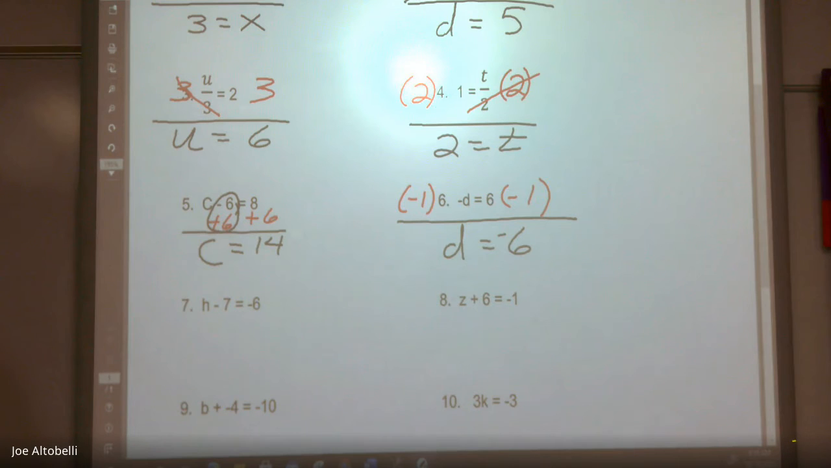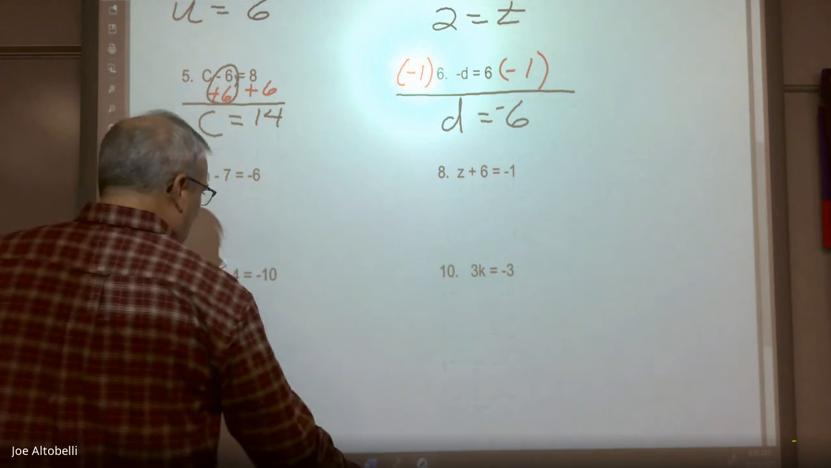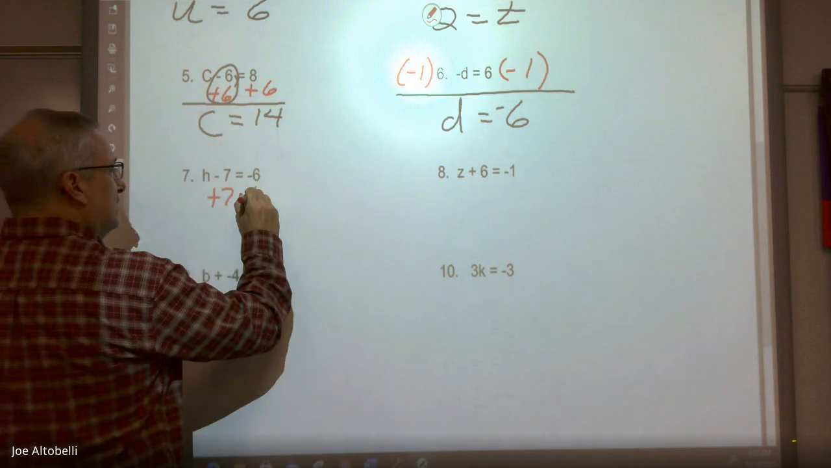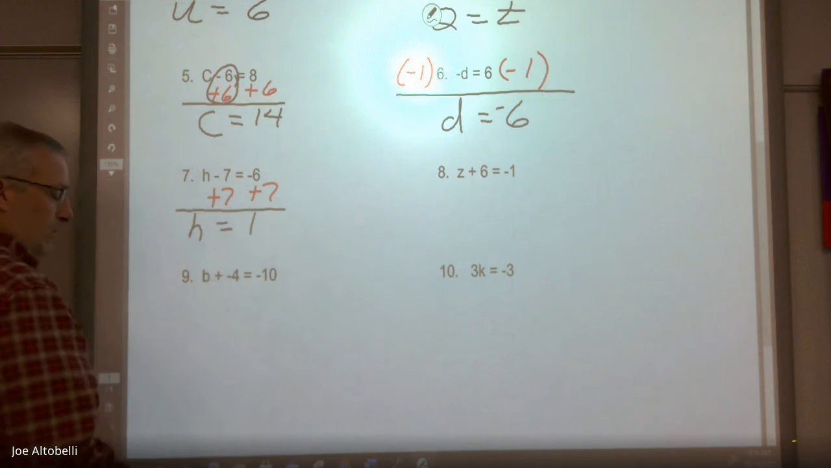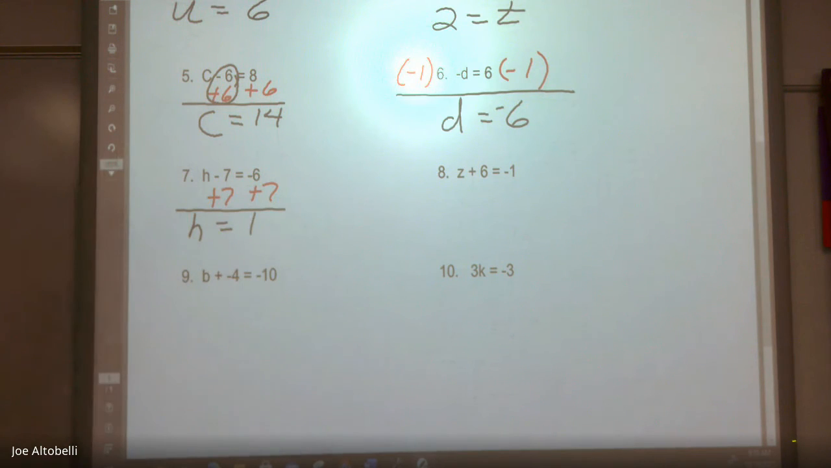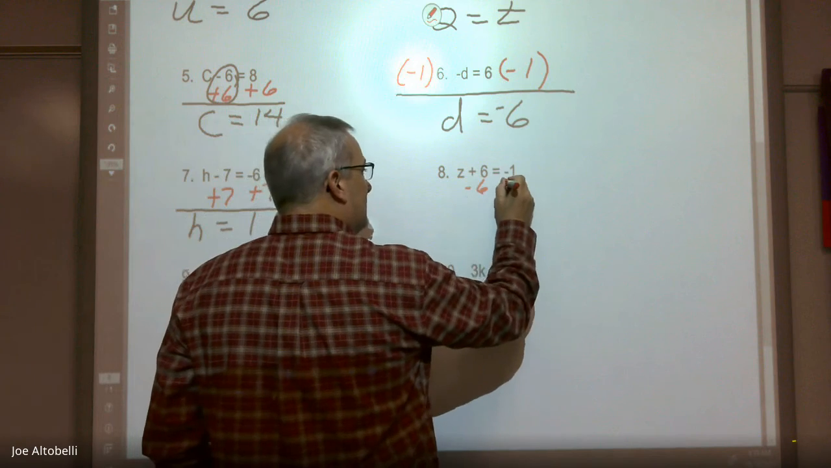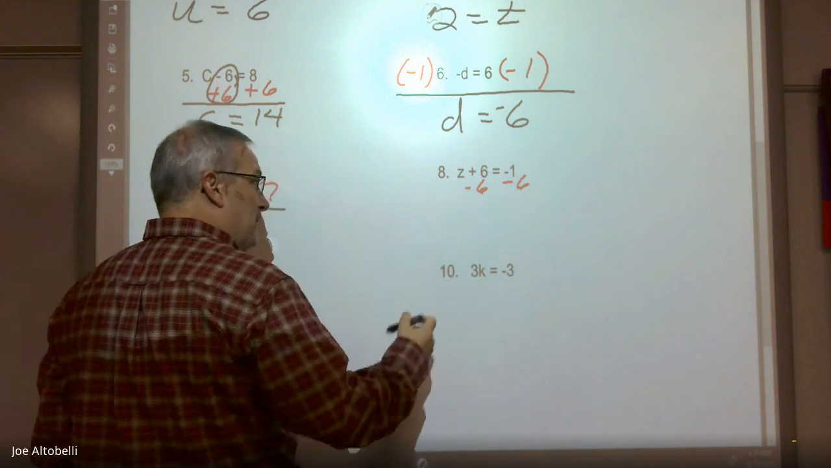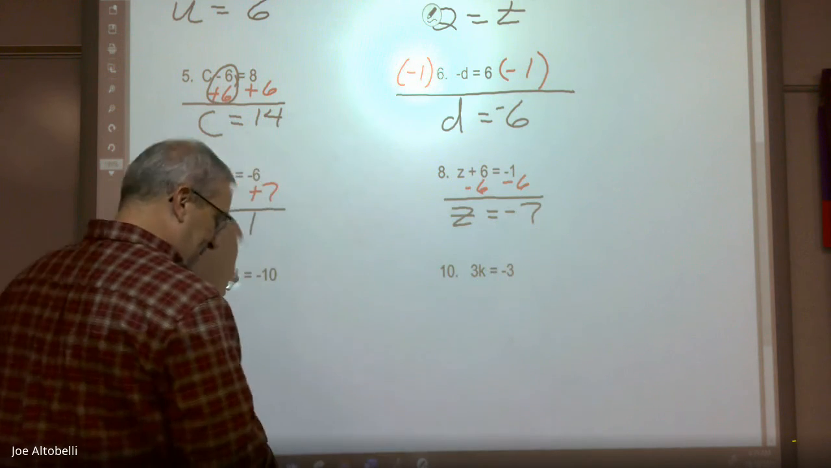So, number 6, do you guys get that? See that? All right. Number 7. Are we going to add or multiply? Add. And what are we going to add? 7. So we get H equals 1. Number 8. Add or multiply? Add -6. Add, and we're going to add a -6. And we get Z equals -7.